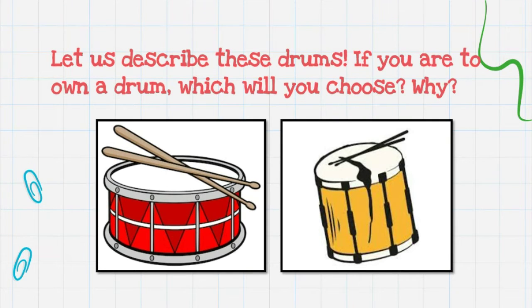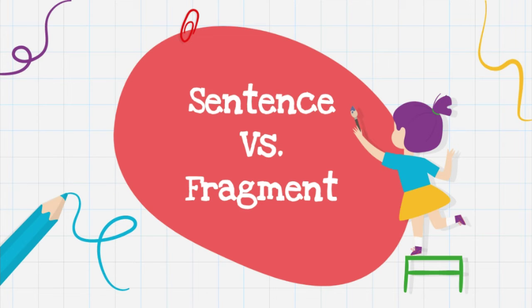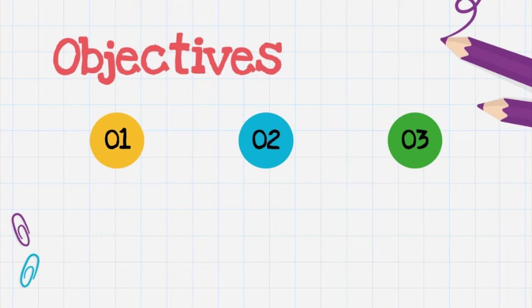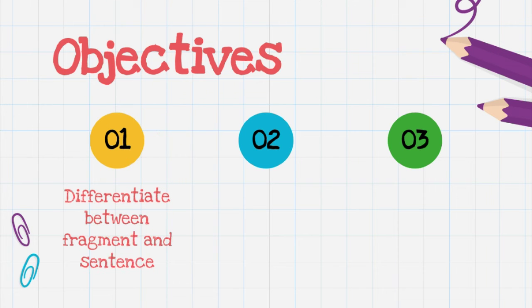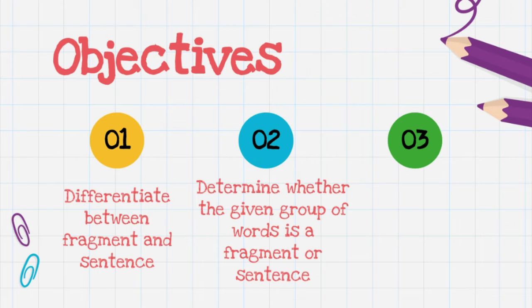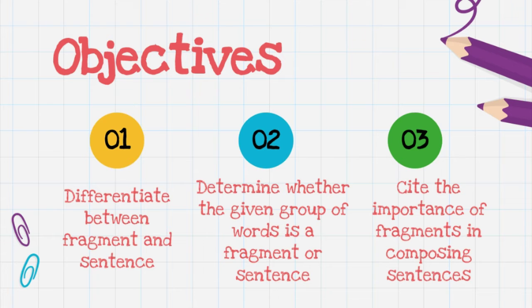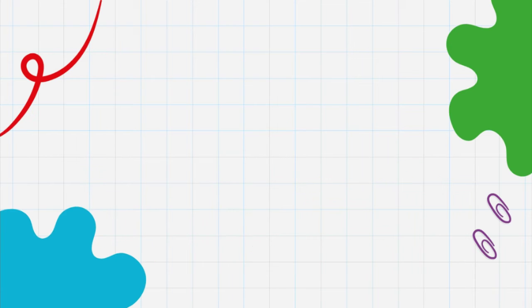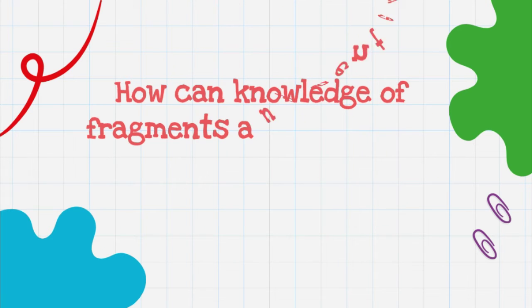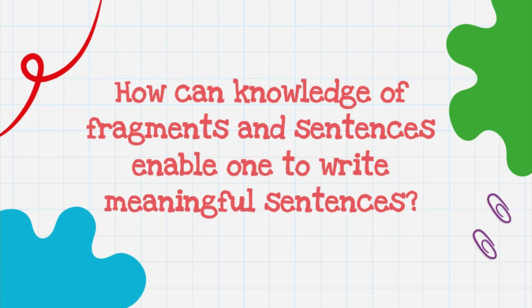Have any idea what our lesson is for today? So our lesson for today is all about sentence versus fragment. But before that, here are the objectives you should attain after our lesson. Differentiate between fragment and sentence. Determine whether the given group of words is a fragment or a sentence. And lastly, cite the importance of fragments in composing sentences. How can knowledge of fragments and sentences enable one to write meaningful sentences?